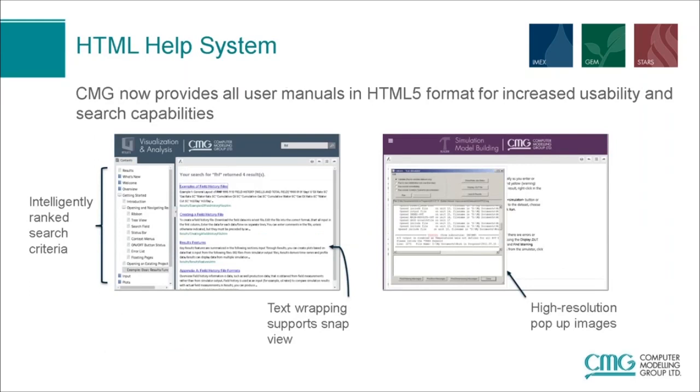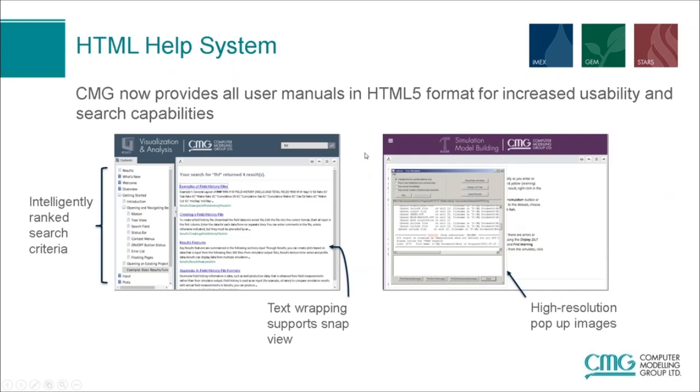In 2017, CMG has a brand new manual format for every product available in our software suite. So our user help manuals are now going to be shipped in HTML format, which is a web page based format. And while upgrading and changing the format, we've taken the opportunity to also increase the usability of our manuals significantly. And we'll talk about two main areas where we've improved this today, being searching, which is shown on the left image here, and the readability of our help pages, which is on the right side here.